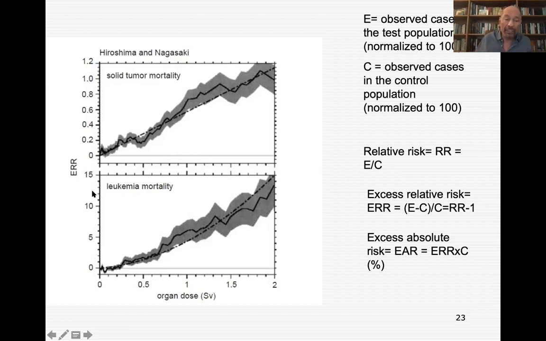You see, for leukemia, it looks like the relative risk is much higher than solid tumor mortality, but in reality, in terms of absolute risk, leukemia is very low as compared to solid tumor mortality, because of course, the background of leukemia is much, much lower than the background of solid tumor mortality, which is dominated, as you know, by lung, breast, prostate, colon, you know, all solid tumors, not liquid tumors.